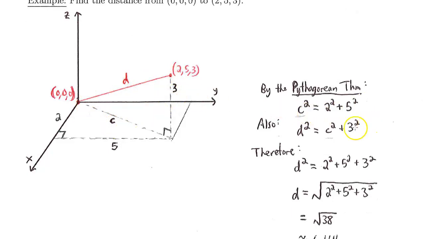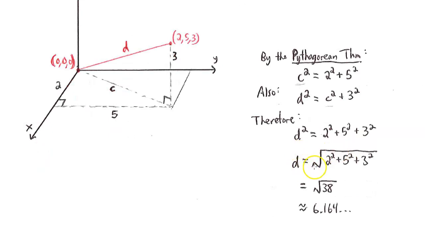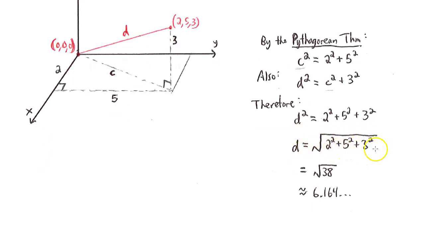I've drawn that over here. Notice that we have a c squared occurring in both formulas. So if d squared equals c squared plus 3 squared, what was the c squared? The c squared is 2 squared plus 5 squared, so we can plug that in right there for the c squared. These two formulas taken together imply that d squared is equal to c squared plus 3 squared, but again, c squared is 2 squared plus 5 squared. So d will be the square root of that right-hand side. It turns out that's equal to the square root of 38, which is about 6.164.